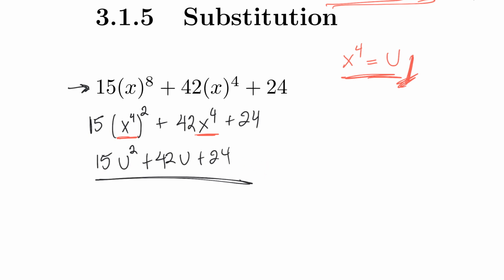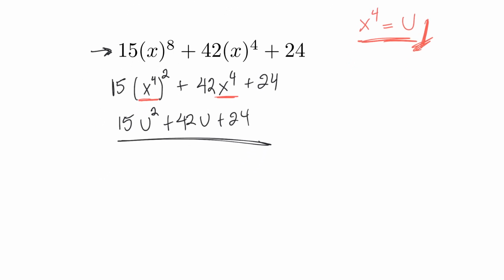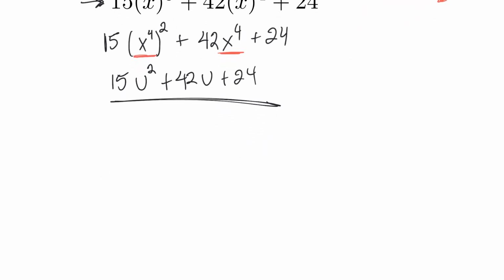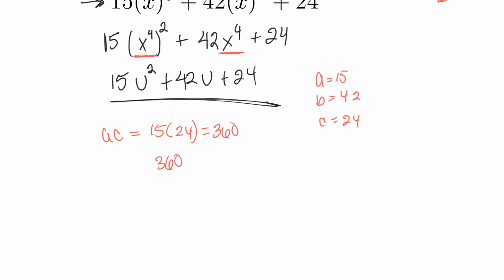Since we already discussed the AC method, I'm going to go a little bit faster in this process. The first step is to identify A, B, C. In this case, A is equal to 15, B is equal to 42, C is equal to 24. Then A times C is 15 times 24, and this is equal to 360.